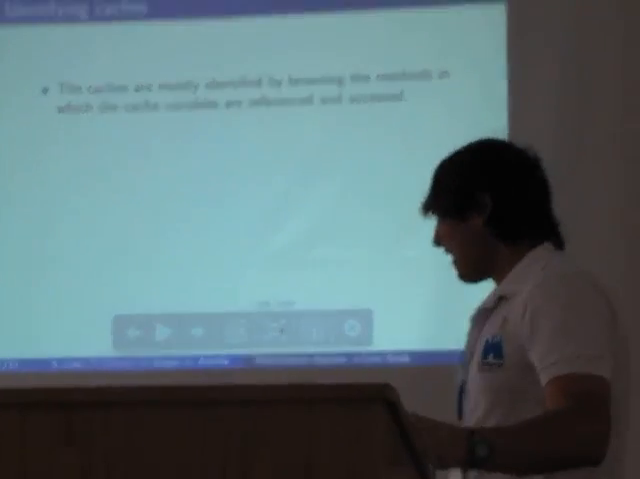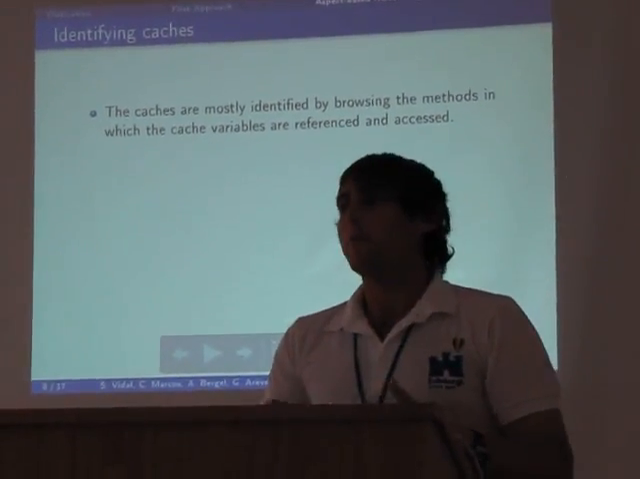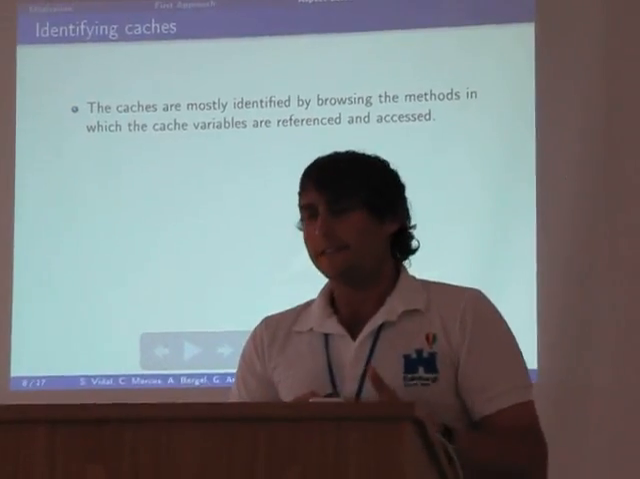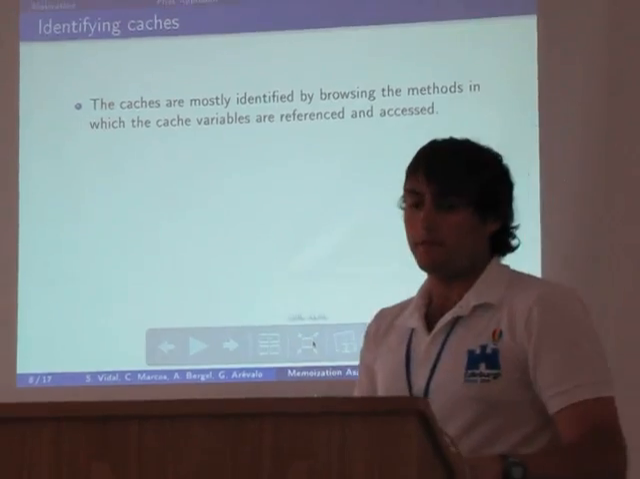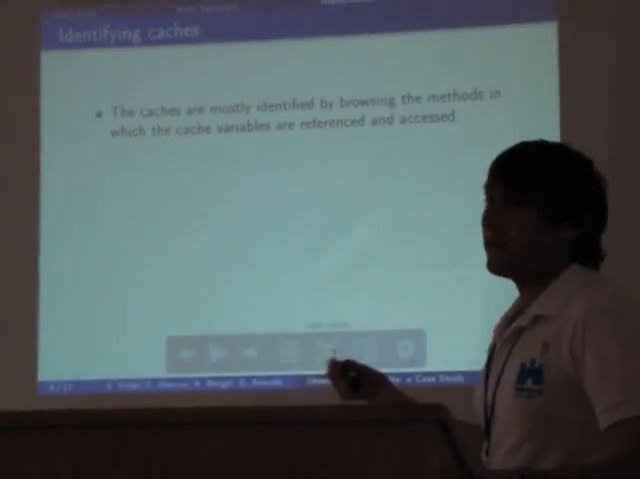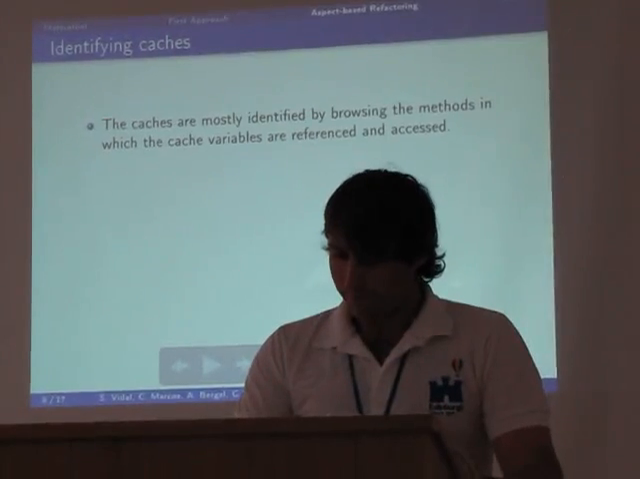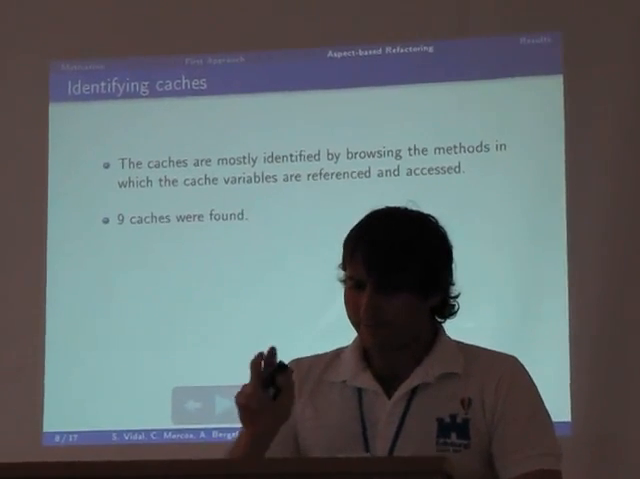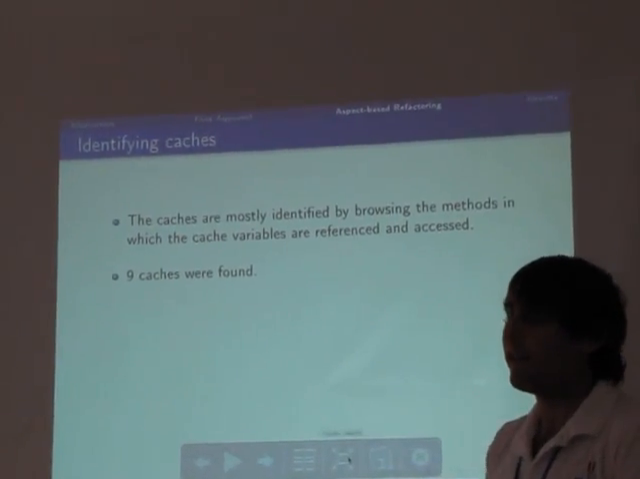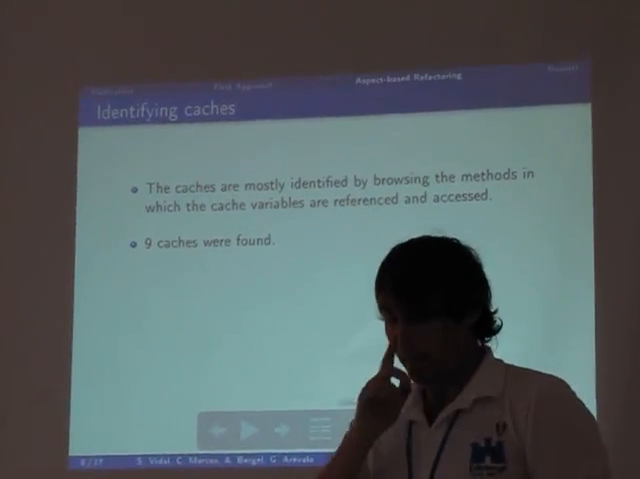Well, how did we identify the caches? For people that know about AOP, we didn't use any aspect mining approach. It was easier than that. We only searched for all the places in which a cache variable was used, and we found 9 caches in the whole end-of graph element hierarchy of Mondrian.